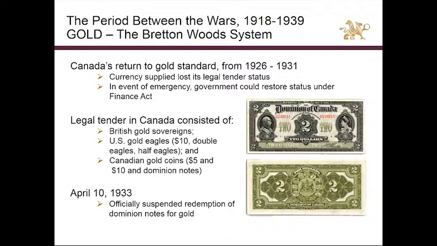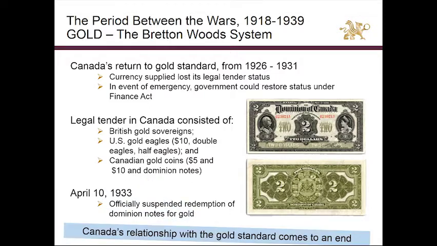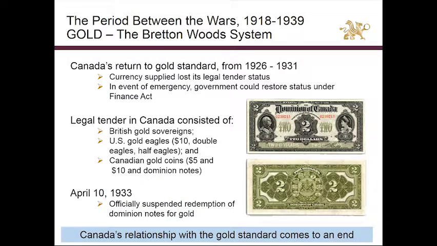On April 10, 1933, an order in council officially suspended the redemption of Dominion notes for gold, thus ending Canada's relationship with the gold standard. The net result in Canada was the shattering of any remaining confidence in the system. With countries devaluing their currencies at will, one could no longer be certain how much gold a currency could buy. By the start of World War II in 1939, the gold standard was dead.